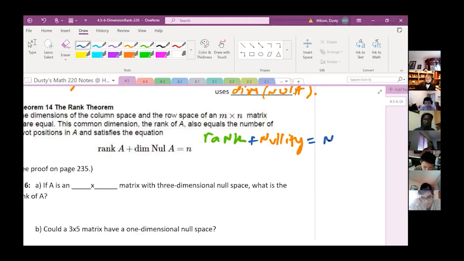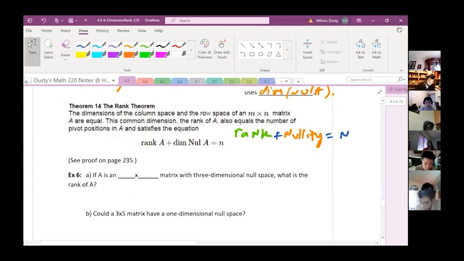So the number of pivots plus the number of columns without pivots equals n. That's exactly right. Yep. So we could prove it, but yeah, whatever.